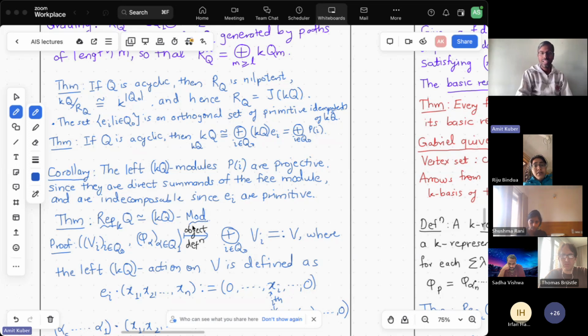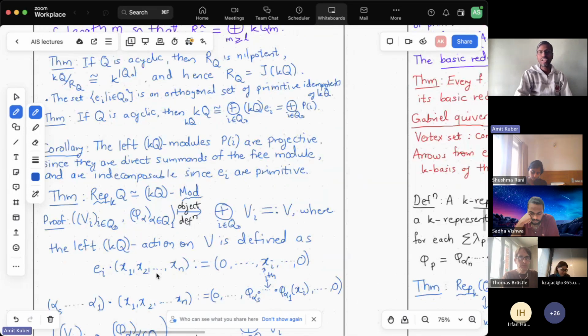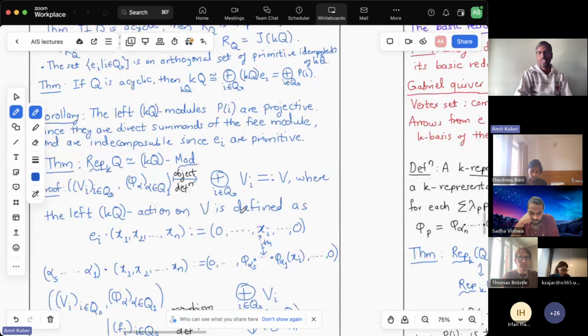On the other hand, you also have to describe it for morphisms. But sorry, before that, I should describe what is the module action. KQ is generated by paths, so I need to describe the left action of the generators on this vector space. Let us see that. So the left KQ action on V is defined as follows. First of all, the zero length path e_i just acts on this tuple by projection. It just picks out one particular element.